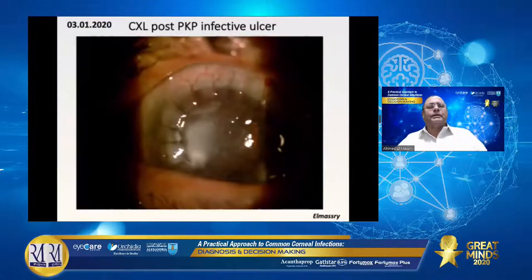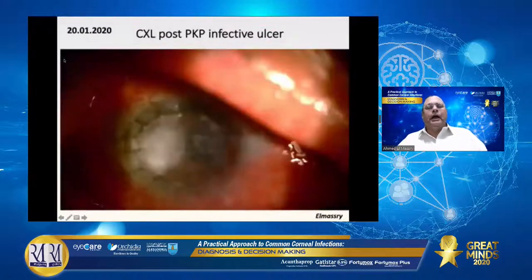This is another case of a one-eyed 85-year-old male patient that had penetrating keratoplasty in his right eye, again, for 3 or 4 months with clear cornea. And then he started to develop this kind of infection, which looks like early fungal infection with a bacterial one. And this was in January 2020. And then I started treatment with him.